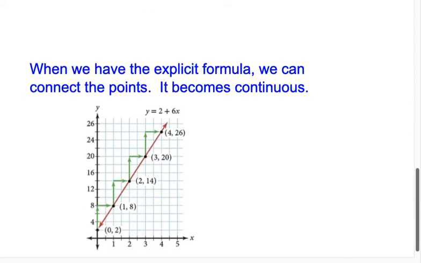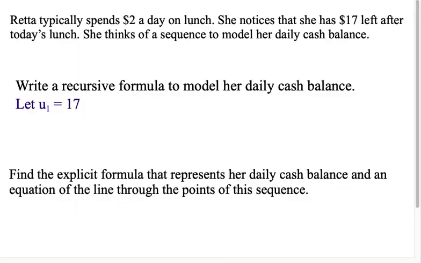I think I've made this clear, but let's just make sure when we have the explicit formula, we can connect the points. It becomes continuous then. So if you just have a recursive formula, the best you can do is plot the points. But as soon as it turns into an equation or explicit, you can connect them to go from discrete to continuous to make that line. All right, one more example.